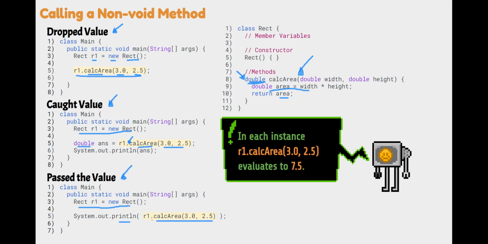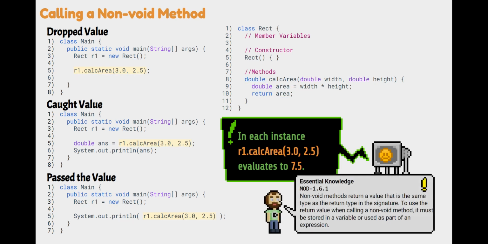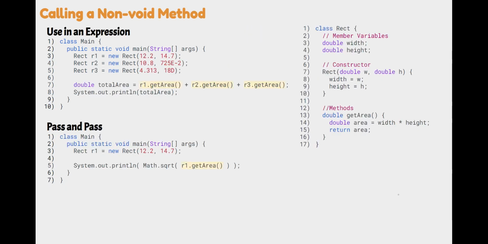We are not capturing that value, so we won't be able to use that answer anywhere after line 5, but we did something with the answer that we got. That aligns with our essential knowledge. Non-void methods return a value that is the same type as the return type in the signature. To use the returned value when calling a non-void method, it must be stored in a variable or used as part of an expression.